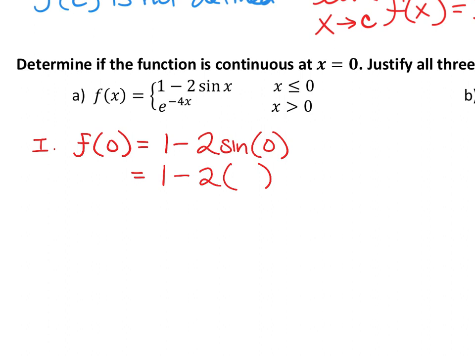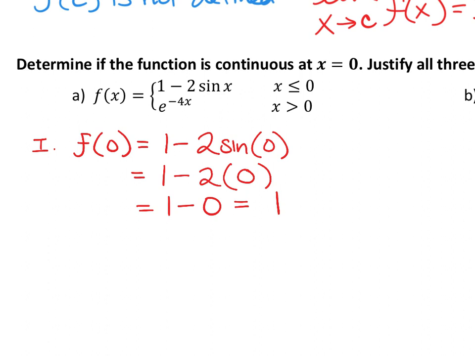Ooh, do we have our formula charts out? What's the sine of 0? The angle I'm plugging in is 0, so the sine of 0 is 0. So what's 2 times 0? 0. And 1 minus 0 is 1, which is a number. It is defined. It is not an undefined term. It is not an, oh my gosh, what is that called? Indeterminate form. So it's okay.